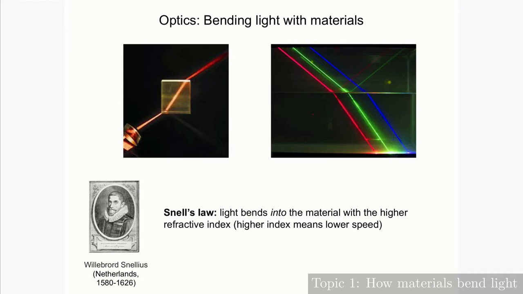Right, so to put it into words, what Snell's law says, or the law of refraction if you prefer, is that light bends into the material with a higher refractive index. And remember, as we defined at the beginning, a higher refractive index means a lower speed. So light zooms along, and then when it hits the material, it likes to bend into the material where it travels slower.